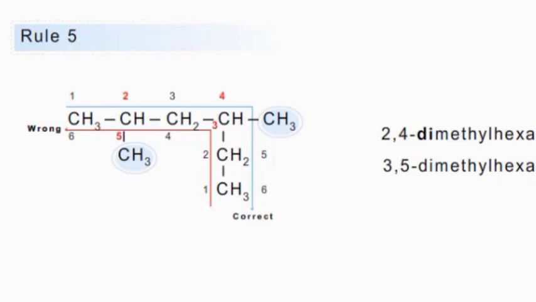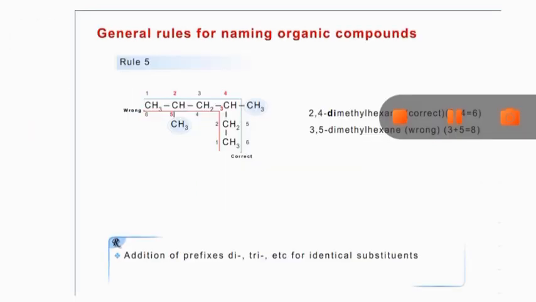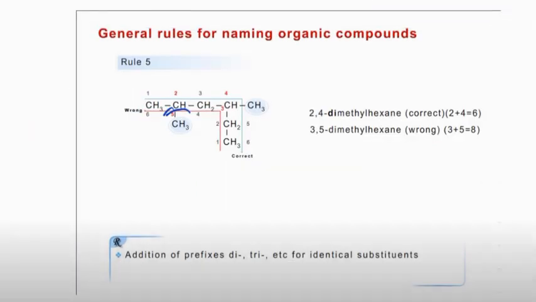But you have learned one thing from this example, that is the addition of prefixes di, tri or tetra, etc. is possible for identical substituents. See here, you could see that there are 2 substituents in this molecule.